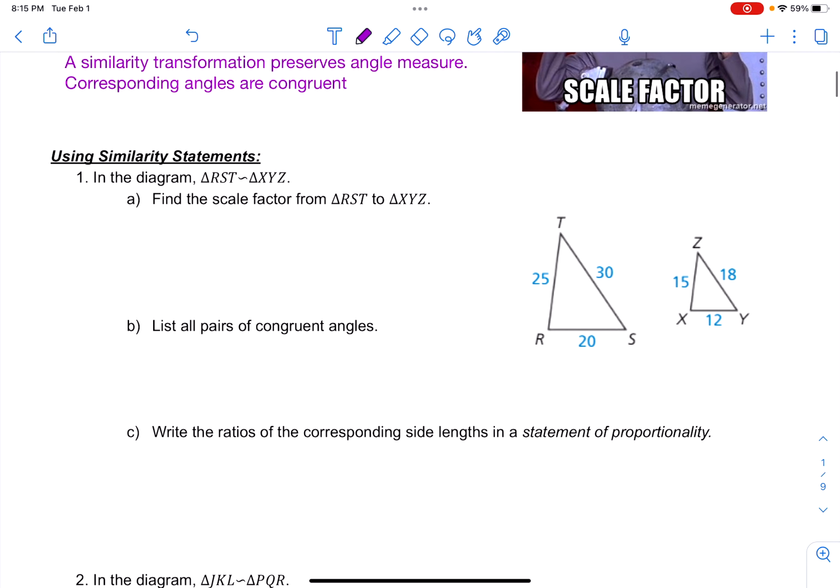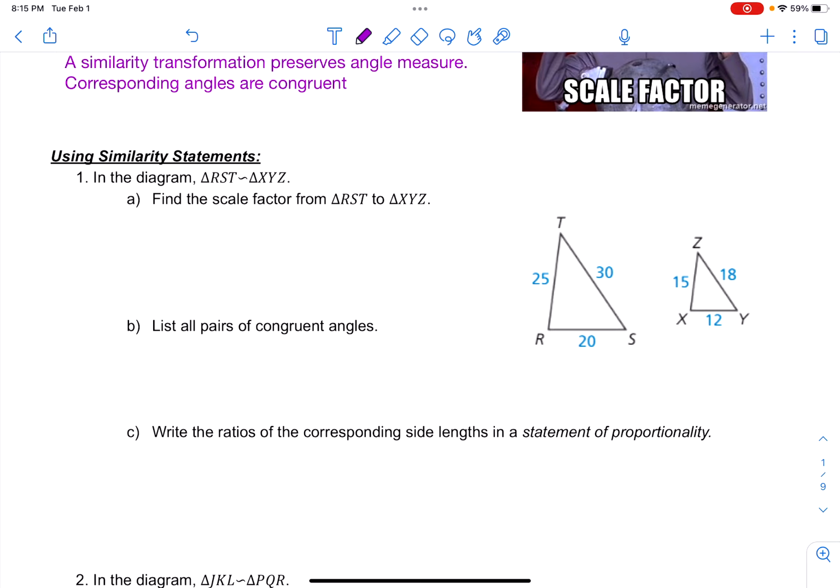In looking at similarity statements, we have this diagram and they tell us triangle RST is similar to triangle XYZ. That little squiggle between is the similarity symbol. And they want us to find the scale factor from RST to XYZ.